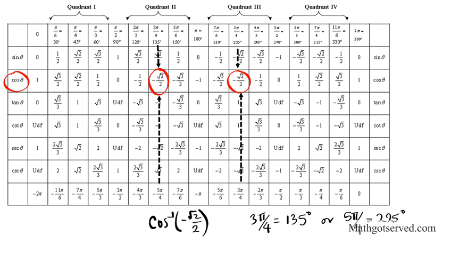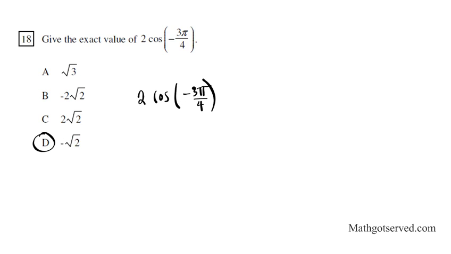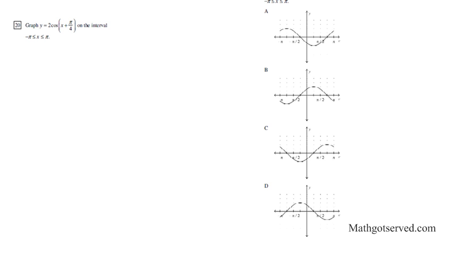So which of them is the correct option? Let's go back. So we have 135 degrees, and we also have 225 degrees. So this question has 2 correct answers. There's a typo here, but on the test, there's going to be only 1 correct one. But in this case, we have 2 correct answers here. All right, moving along to number 20.